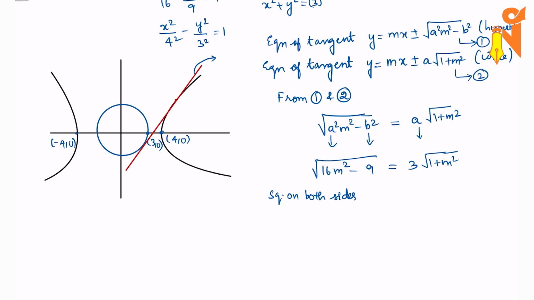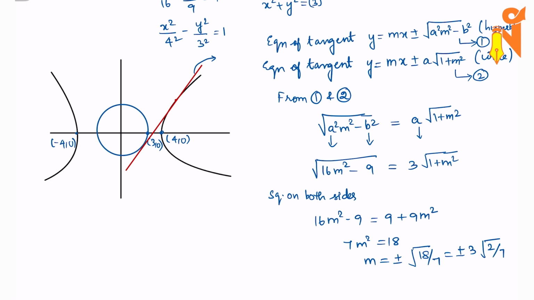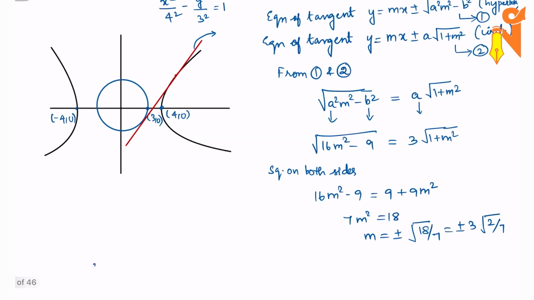Square on both sides, you will get 16m square minus 9 is equal to 9 plus 9m square. So which will be 7m square is equal to 18. So m is equal to plus or minus root over 18 by 7, or plus or minus 3 times root over 2 by 7. So substitute in either equation 1 or 2.